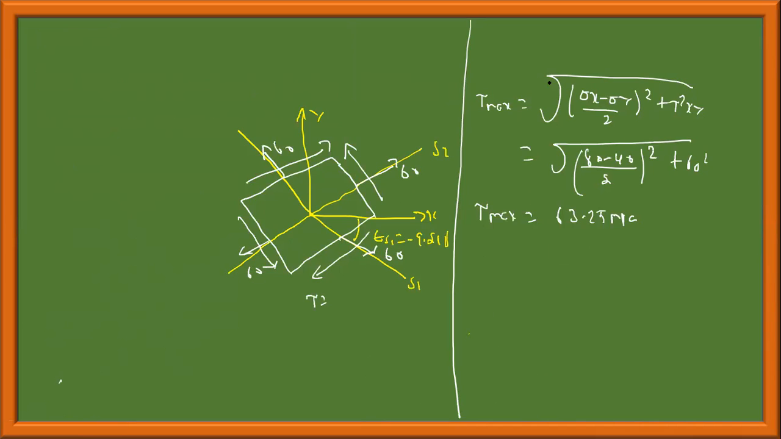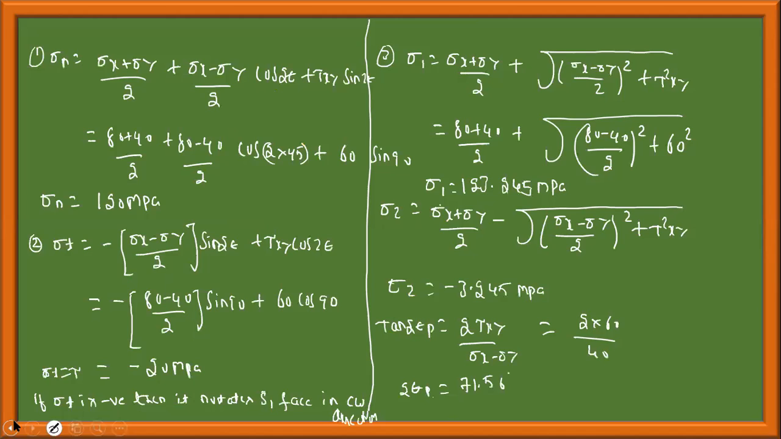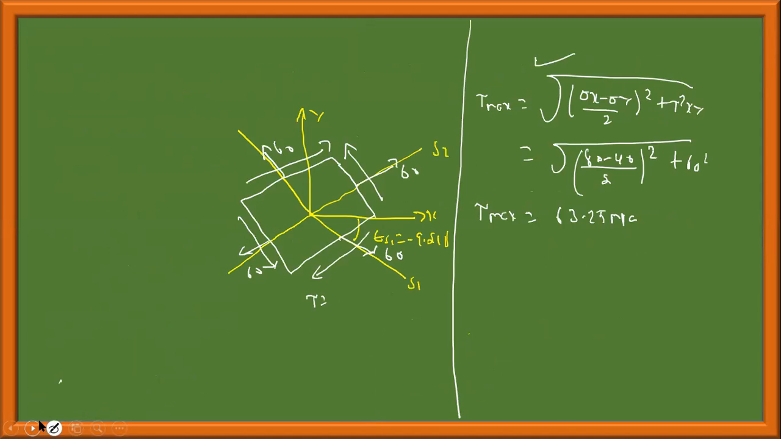Tau max is this expression: root of ((sigma x minus sigma y) by 2) square plus tau square xy, or half of root of (sigma x minus sigma y) the whole square plus 4 tau square xy. So I cannot say the direction of tau max from this expression. I have to find the direction from this expression. If it is positive, it will rotate my S1 face in counterclockwise direction, or else it will rotate in clockwise direction; it is negative. Have you understood that?